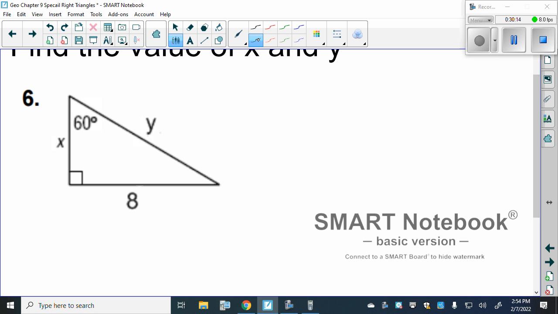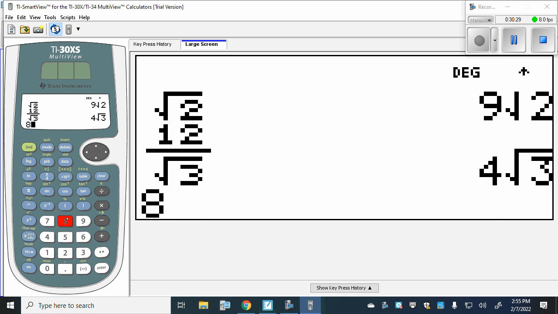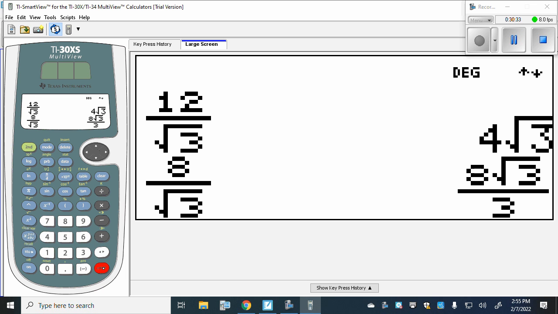Now again, we're given the side opposite the 60 degrees. So we're going to take the 8 and do what? Divide by the square root of 3. If we type this in, 8 over second square root of 3, we actually get 8 square root of 3 over 3.